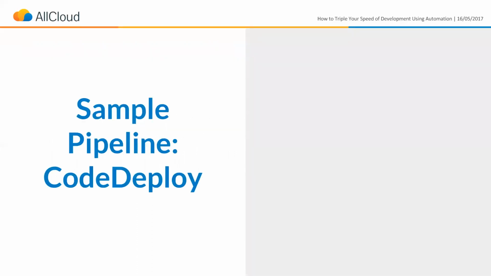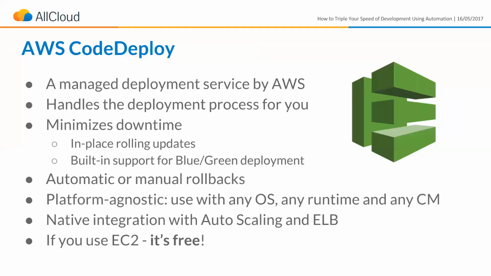Now, let's look at a sample pipeline. This pipeline follows the Mutable Infrastructure approach, and I chose to present AWS CodeDeploy as the base of the pipeline here. CodeDeploy is a managed deployment service by AWS, and it handles the deployment process for you. It has built-in support for both in-place rolling updates and blue-green deployment, and it manages the state of the deployment for you.